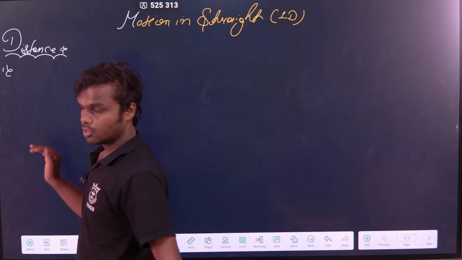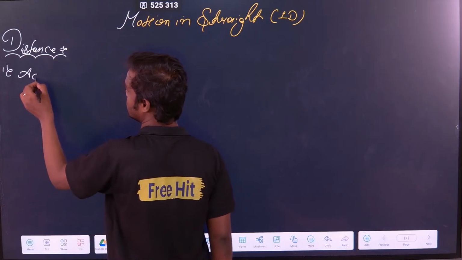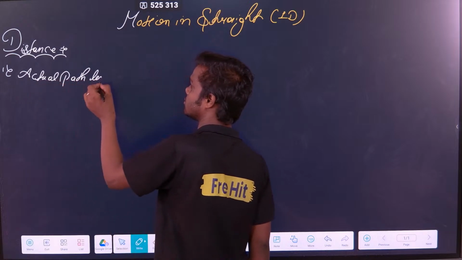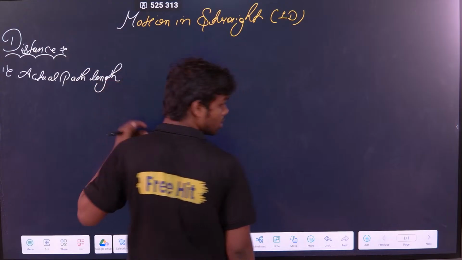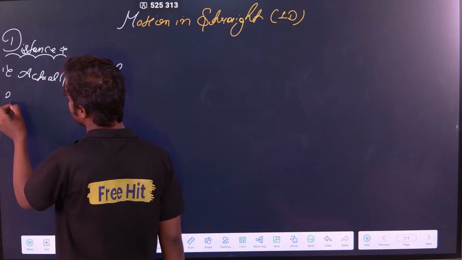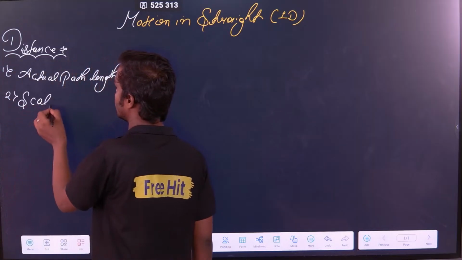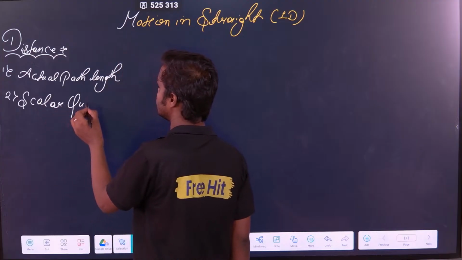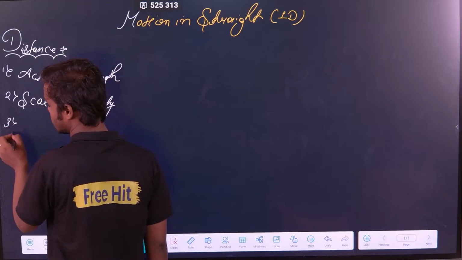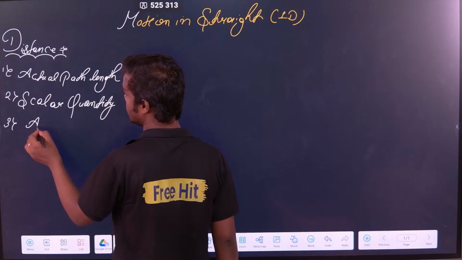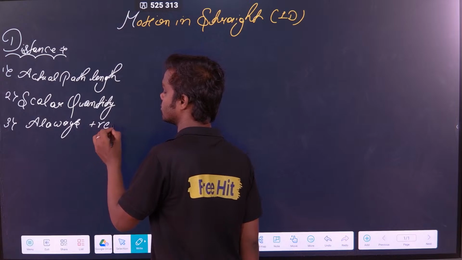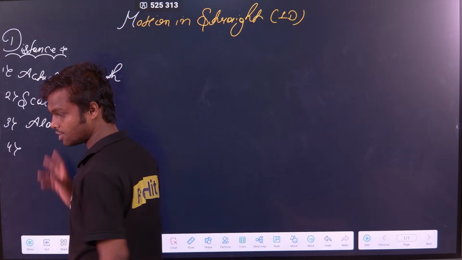See, there are a few important points which I am writing. First, it is the actual path length, called distance. Second point, it is a scalar quantity. I hope you know what a scalar quantity and a vector quantity are. It has only magnitude. Third point, it is always positive. It can never be negative.